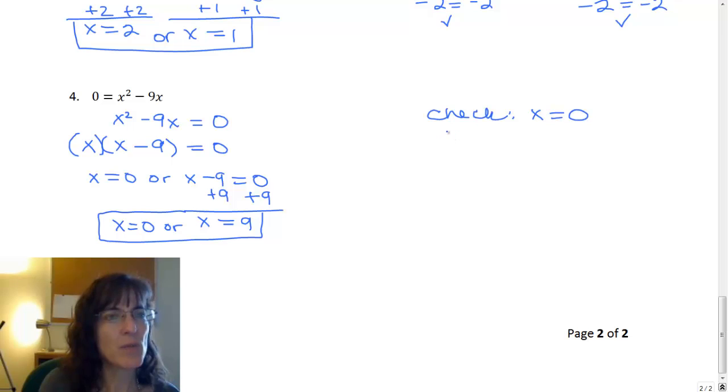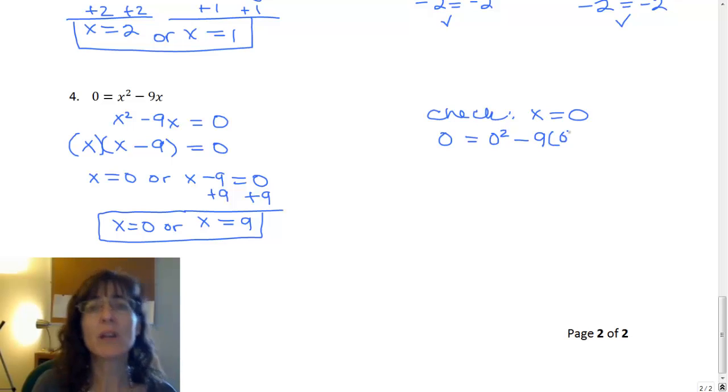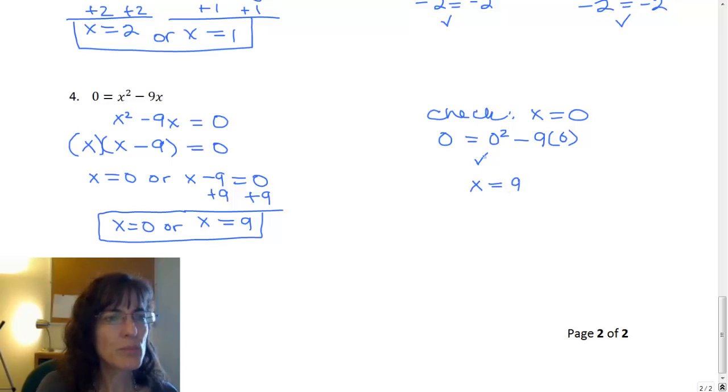And I have 0 equals, and I'm putting in 0 for the x, so 0 squared minus 9 times 0. Yes, that works. So 0 minus 0 still gives me 0. Check the next one. X could be 9, we think. So 0 equals 9 squared minus 9 times 9. Let's try that one. I want to put a question mark because I'm not sure.